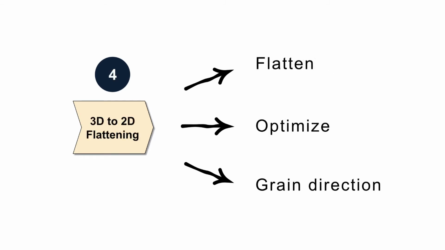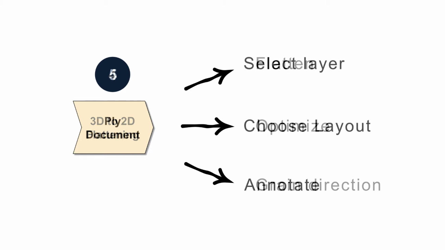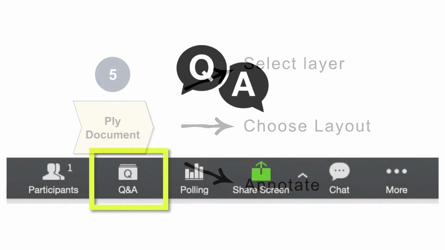Next, you do your initial flattening, then optimization of fit, followed by assigning your grain direction. This is important at this stage since it relates directly to fiber orientation. At this point, you're ready to create an output DXF file that can go directly to a cutter or to a 2D CAD program. Lastly, creating a plybook involves selecting your layer, choosing a layout, and annotating your file as appropriate. I am now going to demonstrate this process.